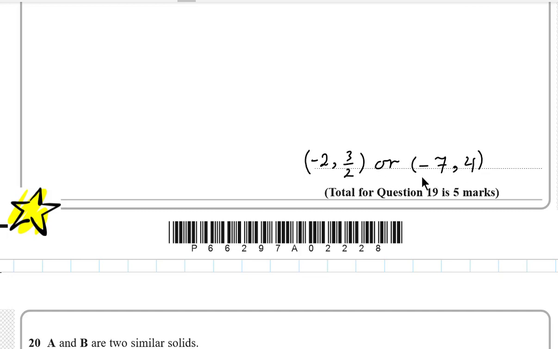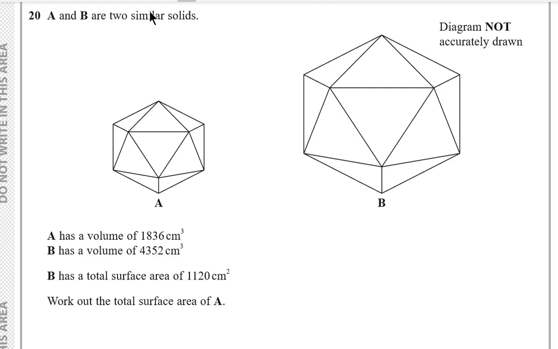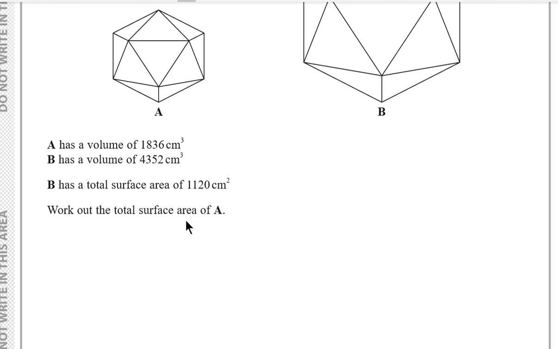Question 20: A and B are two similar solids, as we see. A has a volume of, and B has a volume of. B has a total surface area of, work out the total surface area of A. I prefer to write my unknown first: surface area of A divided by surface area of B. But the surface area is with square, its unit is centimeter squared, so I should take the square root of this.